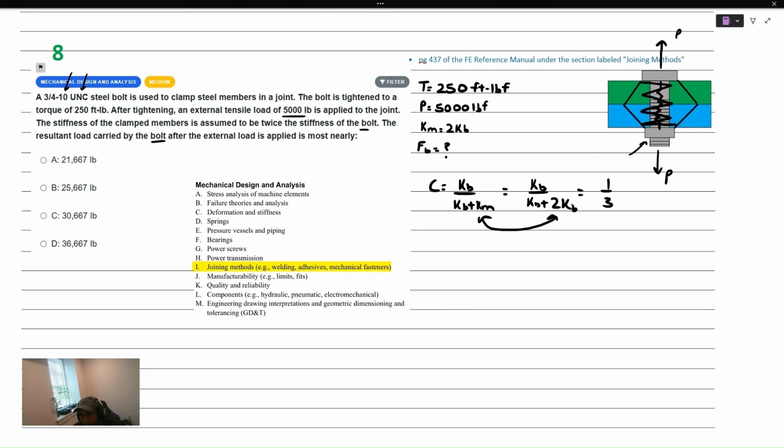And how do we find the load in the bolt? The load in the bolt is just equal to whatever is transmitted to it by the externally applied load. So it's the fraction of the externally applied load that goes into the bolt.